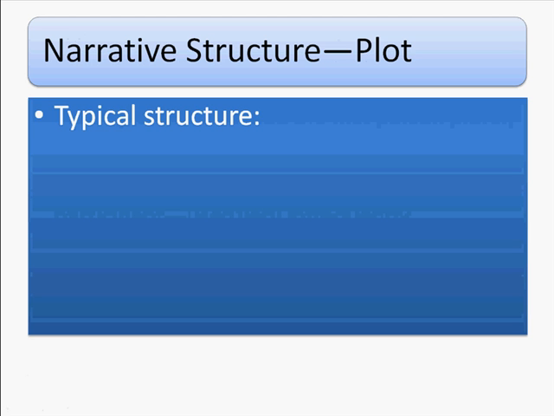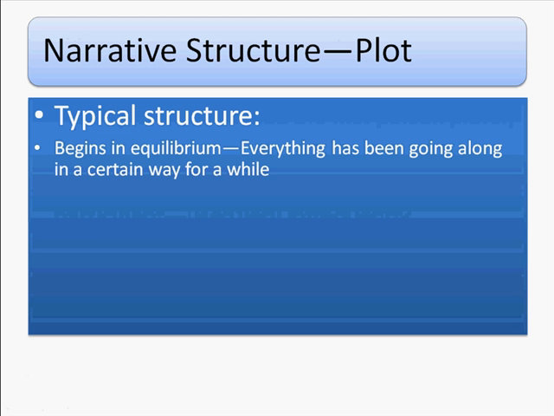So next I want to talk about the narrative structure of stories. The typical structure is that we begin with equilibrium. We begin where everything's been going along in a certain way for a while. And again, the typical structure of a plot is important to note, even though oftentimes plots do not follow this structure. Because if a plot doesn't follow this structure, we can start to say things about how it is moving outside of the typical structure, or how it's presenting the typical structure in a bizarre way.